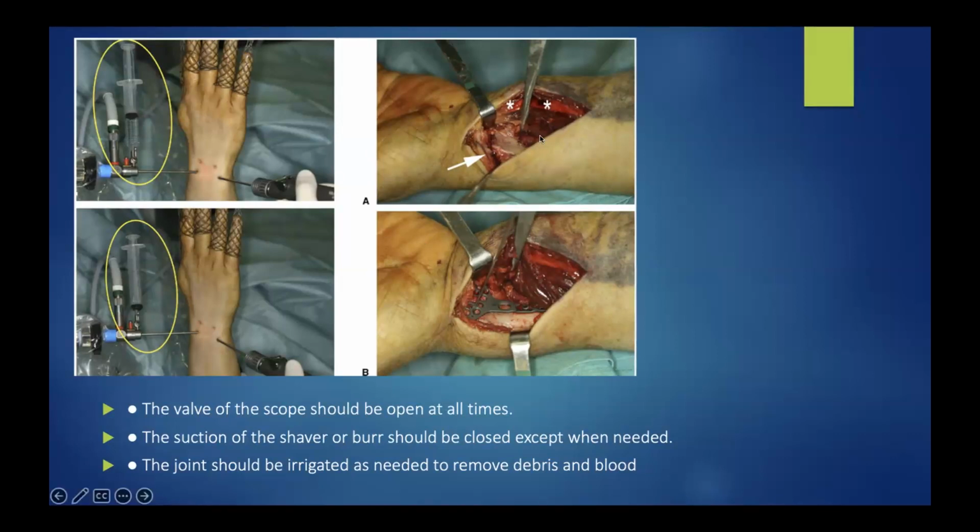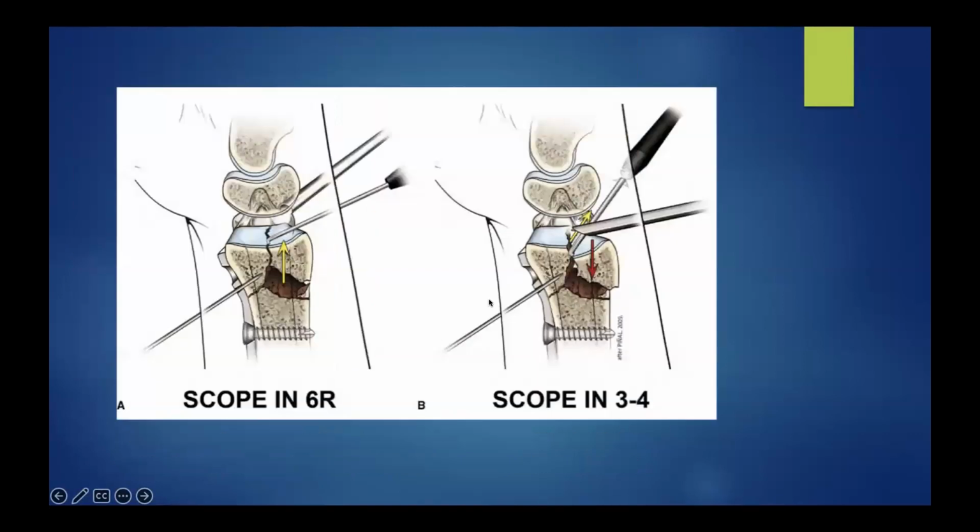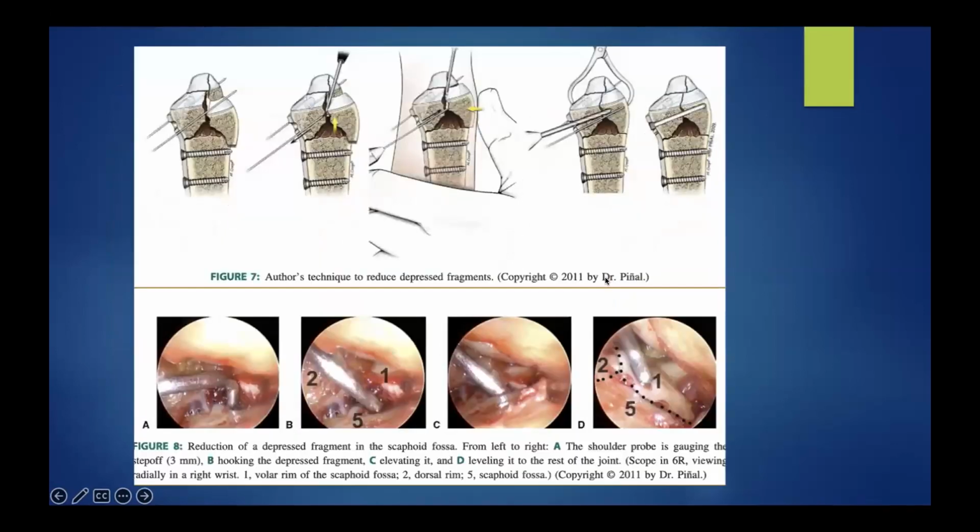So this is the FCR approach that he uses. And this is the FCR tendon sheath. And this is the initial fixation with temporary K wires. So what he does is he uses the scope in the 6R portal and works from the ulnar side to the radial side, individually fixing the fragments, and uses K wires to temporarily fix after elevating the depressed fragment using a hooked probe, and then does the definitive fixation with screws.